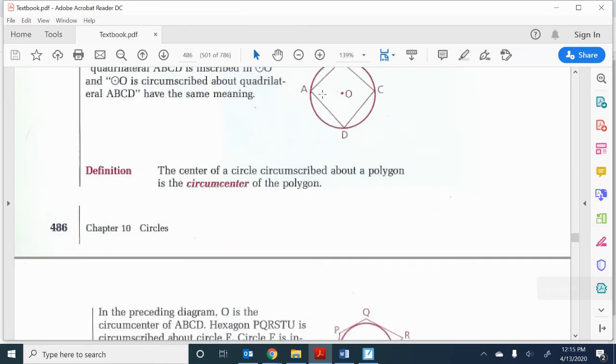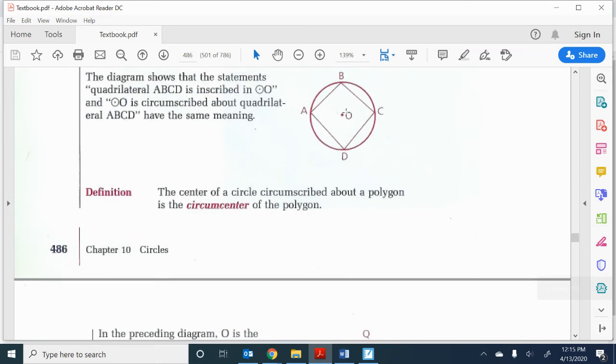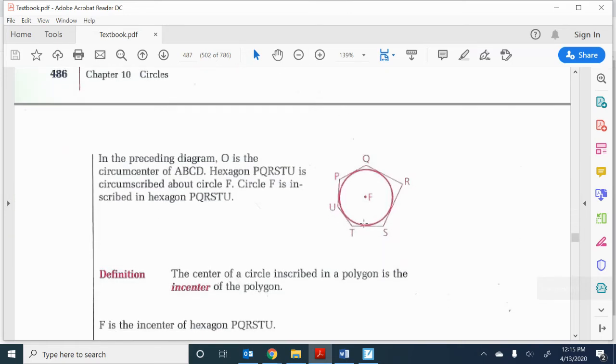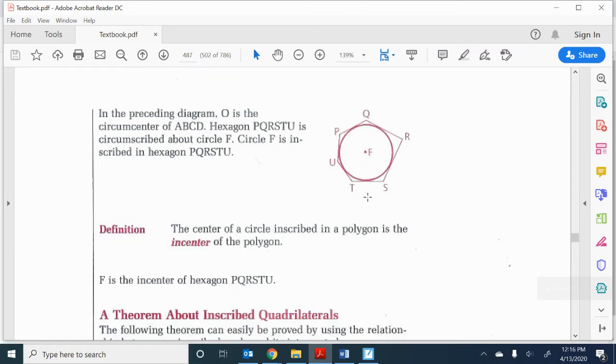Now, the center of the circumscribing circle is the circumcenter, and that's the same circumcenter that we found with our constructions. That's found where the three perpendicular bisectors meet. And the center of the inscribed circle is called the incenter, and that's the same incenter where the three angle bisectors meet in a triangle.